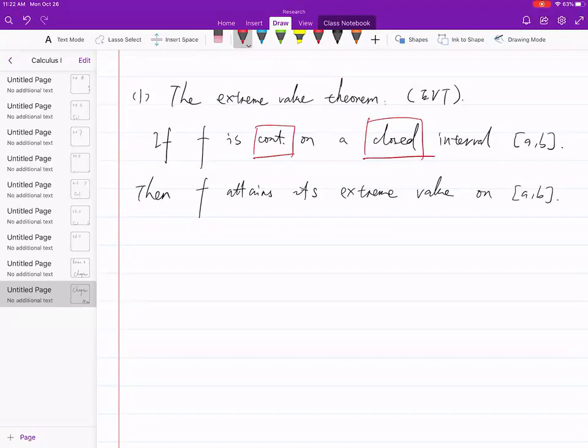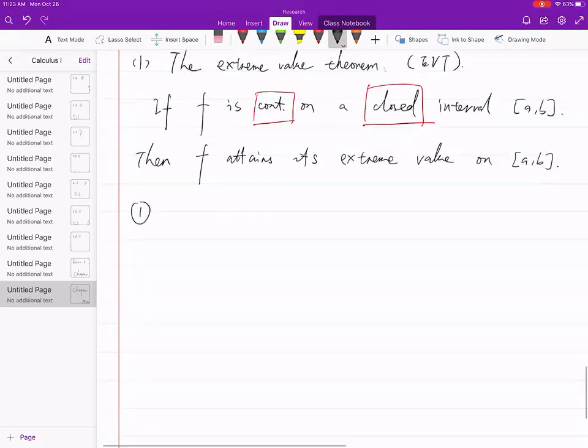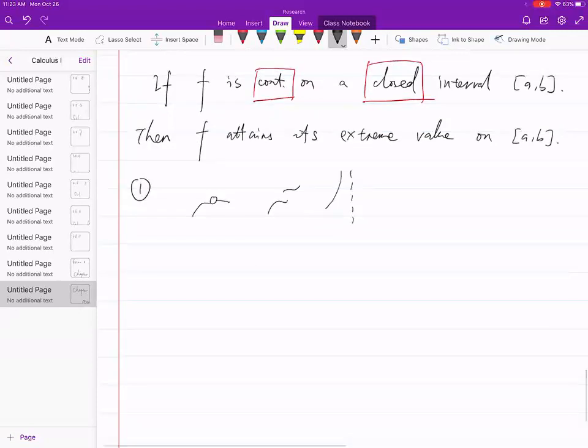Sounds good? Ask yourself, why do we require it to be continuous? That must mean if it's not continuous, there's no guarantee you can find a maximum or minimum. You may, but not always. Can you imagine? Not continuous means we have a hole, we have a jump, or we have an asymptote. If some of these cases happen, you don't have a maximum. Can you see that?